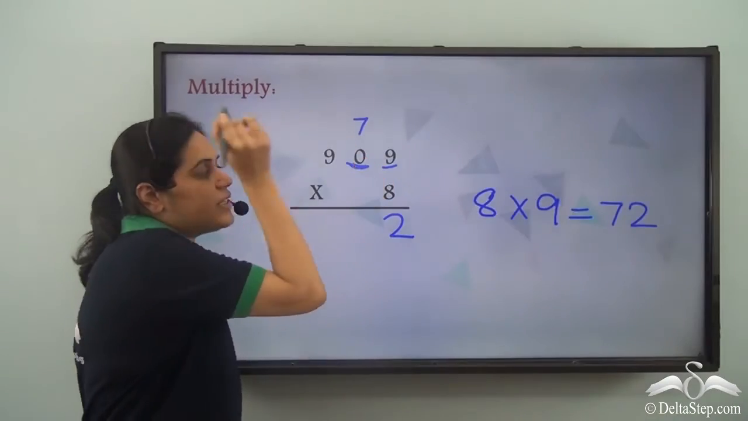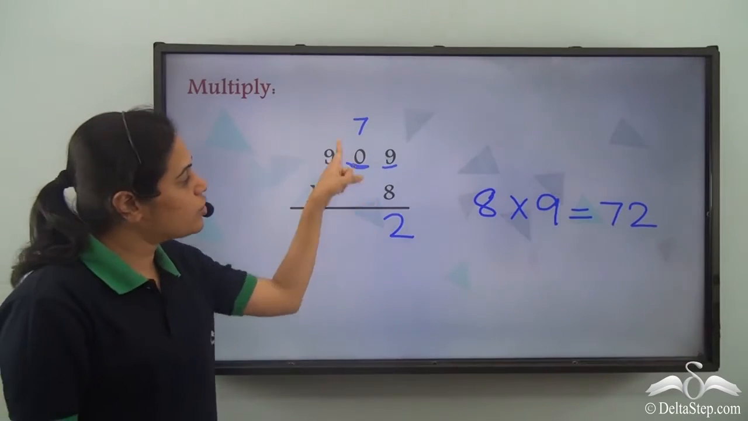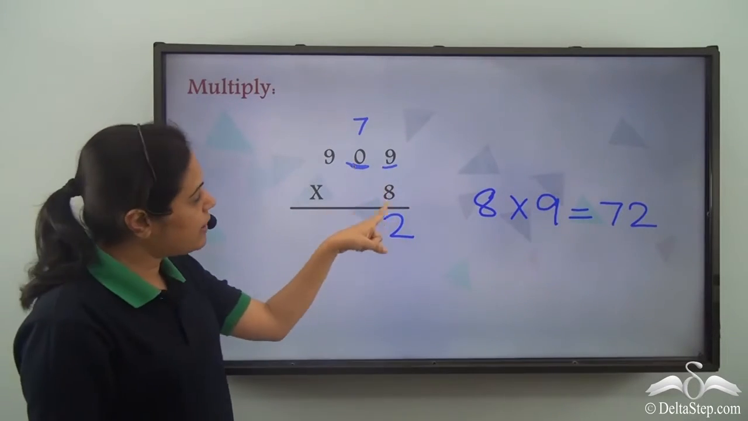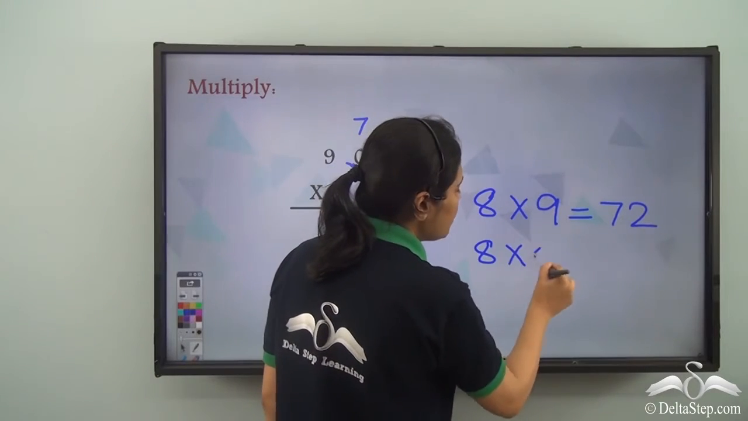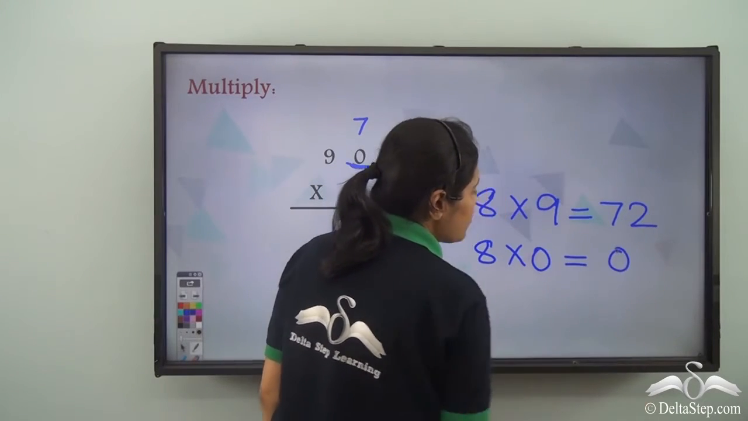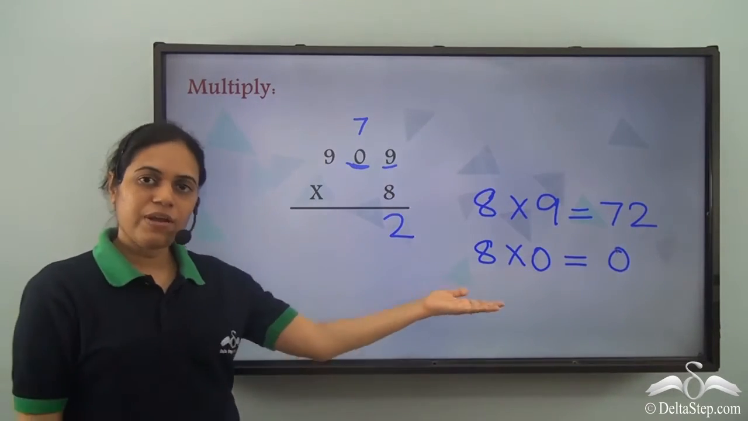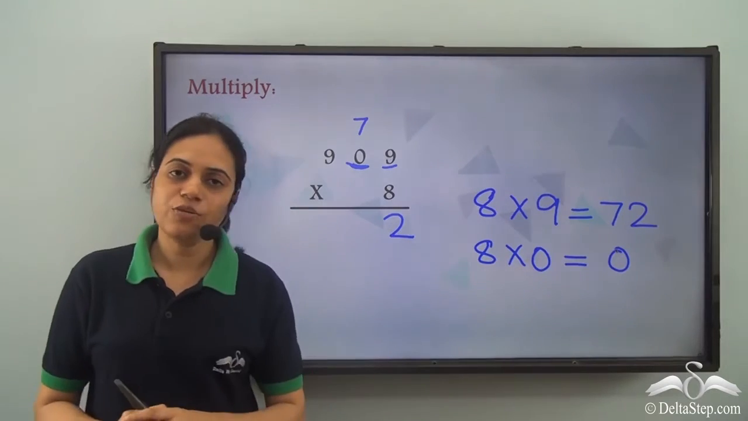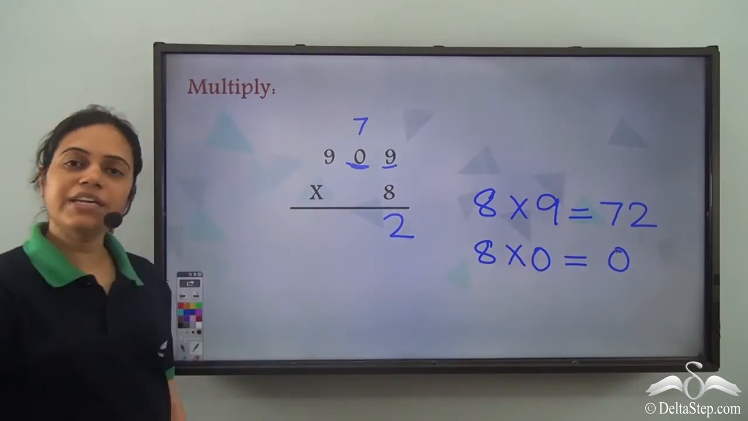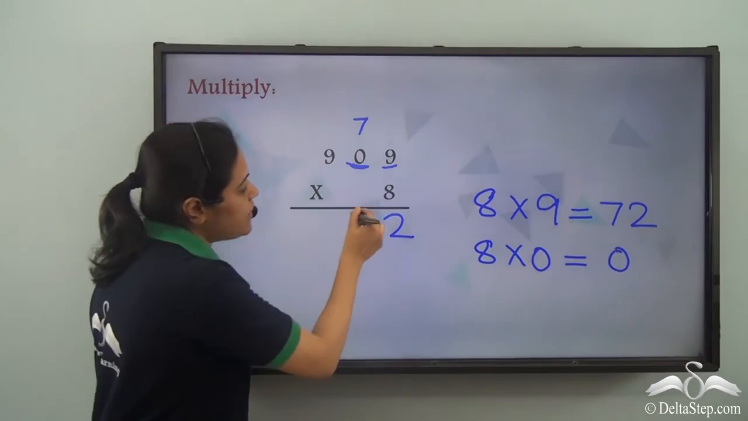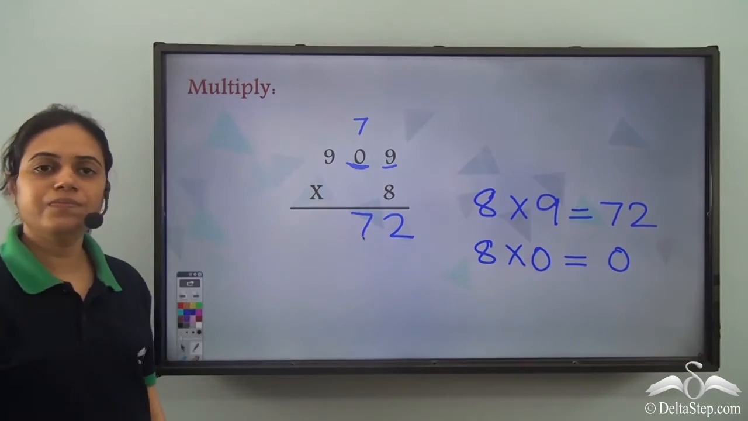This is the digit in the tens place. These are the two numbers being multiplied. So I multiply 8 by 0. 8 into 0 is 0. 0 when multiplied with any number gives 0. So I have 0 and to this 0 I need to add 7. 0 plus 7 gives me 7.